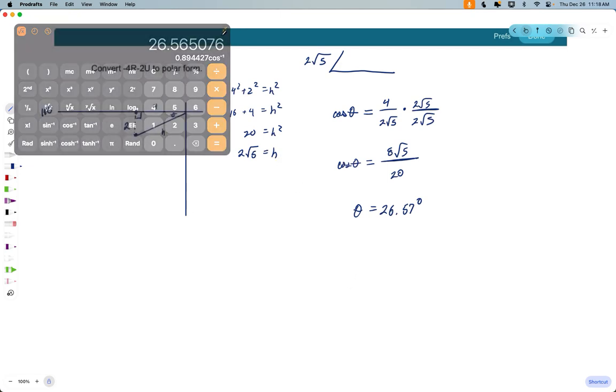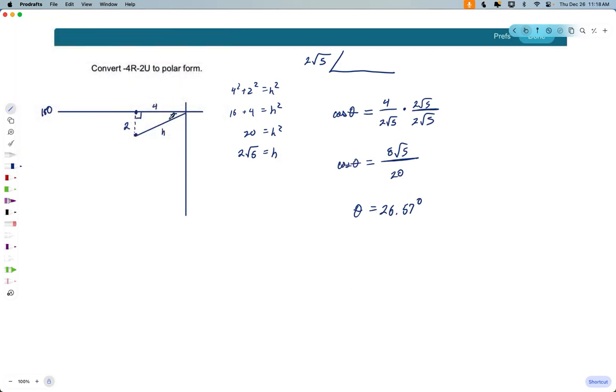So now that we have theta, right, we're going to add that 180 to theta so we know exactly where it lives in the whole sweep all the way around, right? So plus 180 is going to be 206.57 degrees is what that would be.